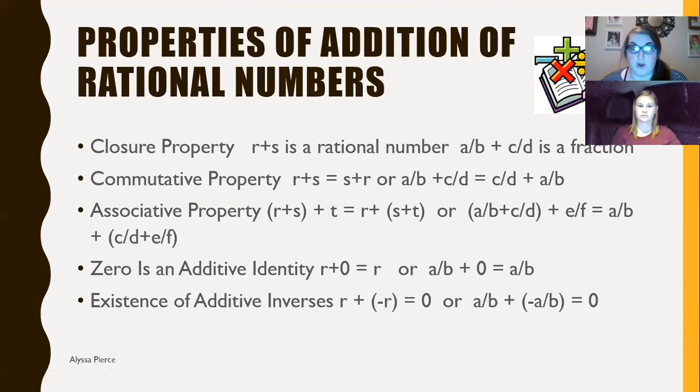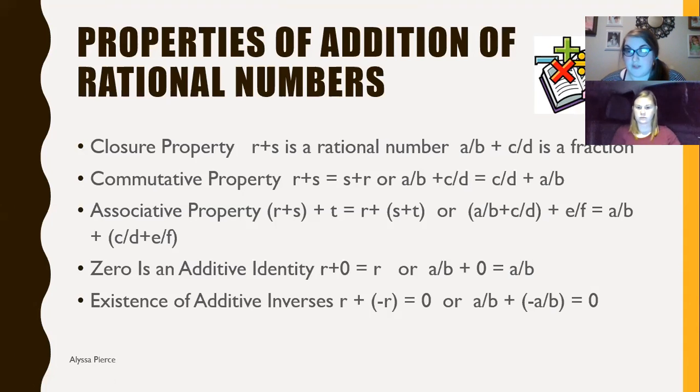Then we have the associative property, which is r plus s in parentheses plus t. Basically all you're doing is moving the parentheses and it's not going to affect your answer at all. The same holds for fractions: a over b plus c over d in parentheses plus e over f. If you just move the parentheses to the other two numbers, it's going to give you the same answer.